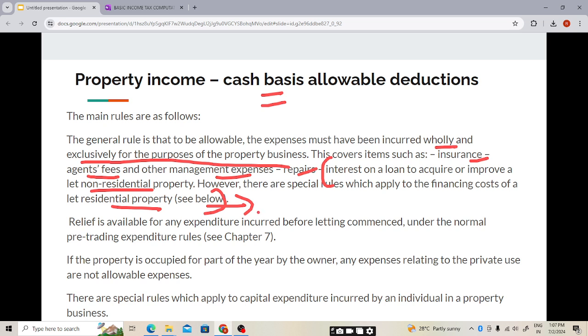That is, the relief will be provided in the same way as for the married couple when they claim the marriage allowance. What is marriage allowance? They can transfer the personal allowance from one partner to another partner. In the case of non-residential property, whatever is the finance cost, it will be reduced from the property income.